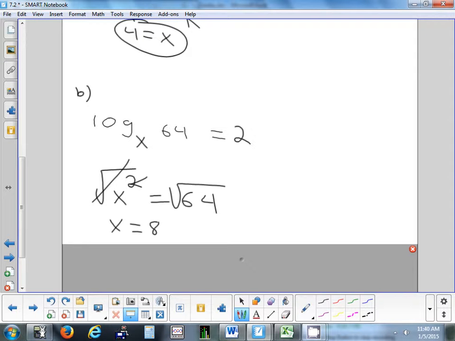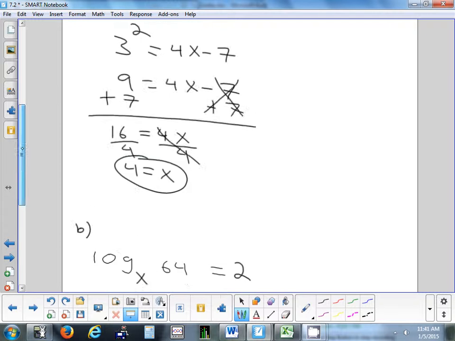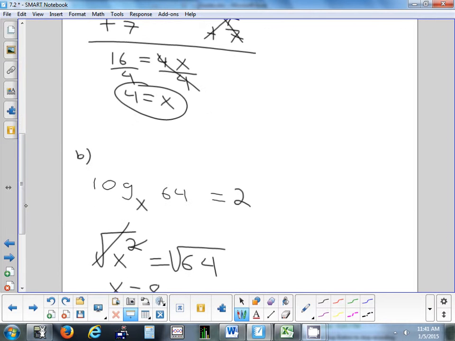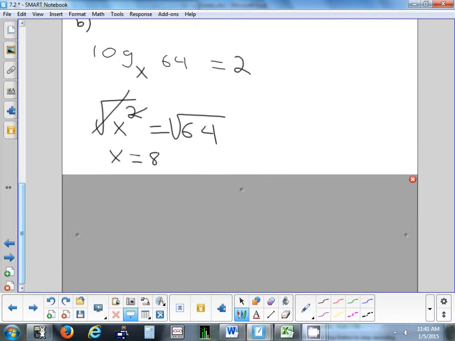Okay, when you take the square root of a number, you get 2 answers. 8 times 8 is 64. Negative 8 times negative 8 is also 64. But what did I say about having negatives in the base? Do we do that? Yeah, we're not going to have negatives in the base. We're not going to have negatives in the argument. So don't worry about writing the negative answer. Just x equals 8. Okay. Any question on that one?